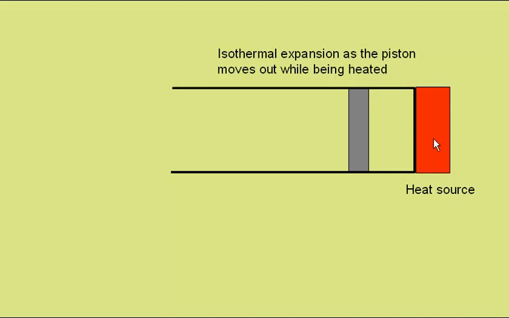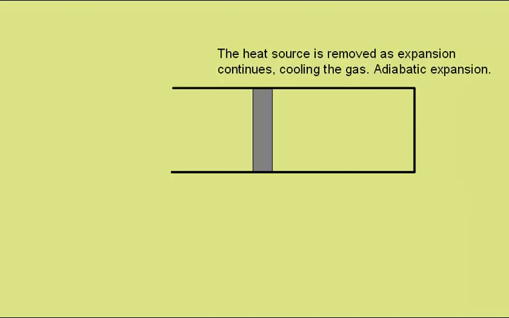If we now apply a heat source to the compressed gas, it will tend to increase the internal energy of the gas. But if the piston moves out at the same time, this will tend to cause a drop in the internal energy of the gas. If the two are balanced, we will have isothermal expansion, no change in the internal energy of the gas. Removing the heat source while the piston continues to move out will cause the gas to cool.